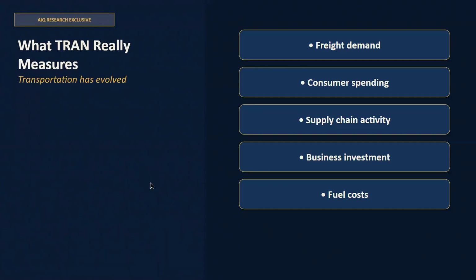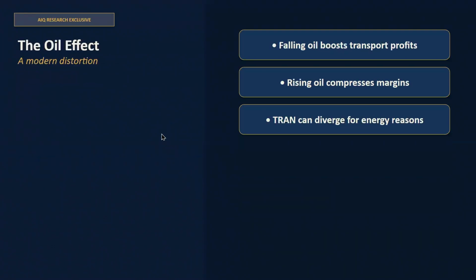So the transportation measures several other factors in there, including business investment and fuel. Fuel costs is the one thing that can distort what goes on with the transportation index itself, because fuel costs can have a significant effect on the profitability of the transportation stocks, regardless of how much they're shipping. Well, of course, not completely regardless, but it can skew the way the transportation index looks. And that's it. Oil boosts transportation profits, a straightforward relationship there.